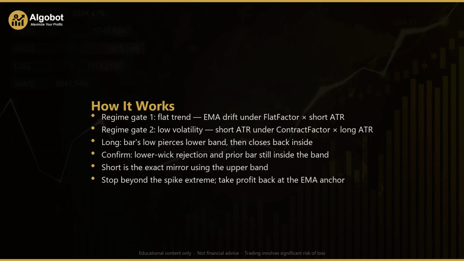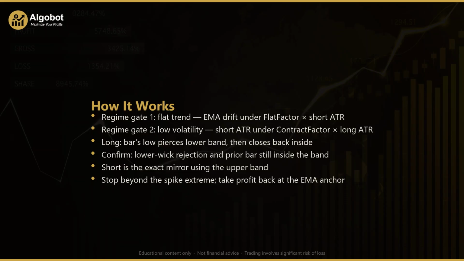The stop loss is placed below the spike low, with a small buffer of 0.3 times the short average true range. The take profit is the anchor itself, the moving average, because that's the mean price is expected to revert toward. There's also a quality check. The distance from entry up to the target must be at least the minimum reward of 0.6 times the short average true range. Otherwise, the trade is skipped.